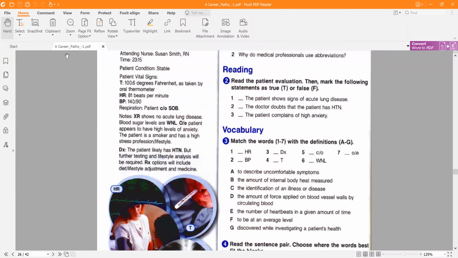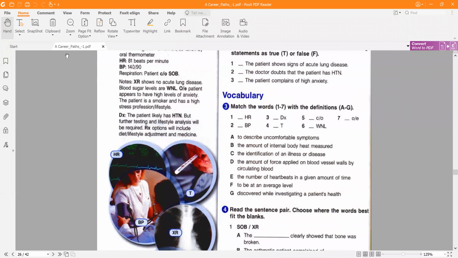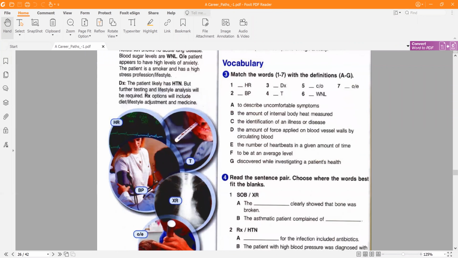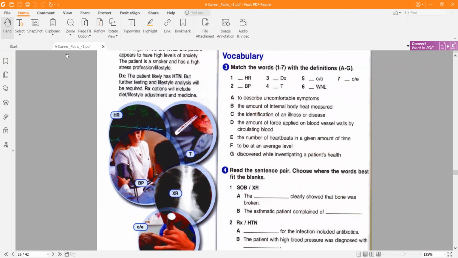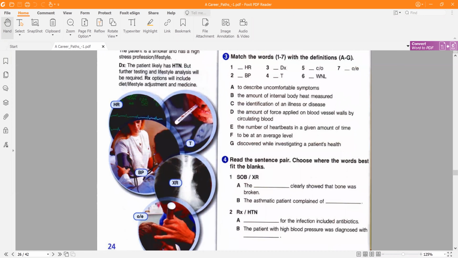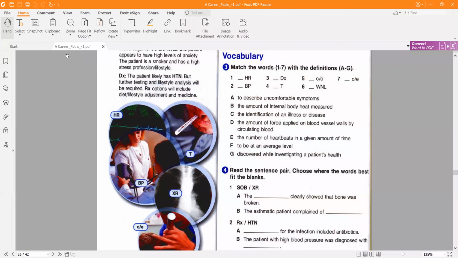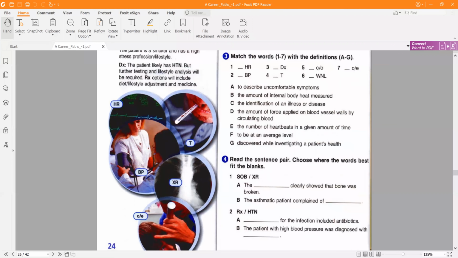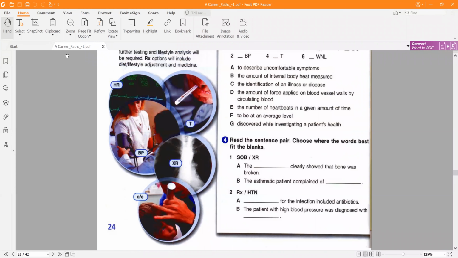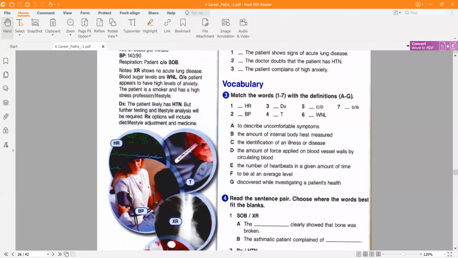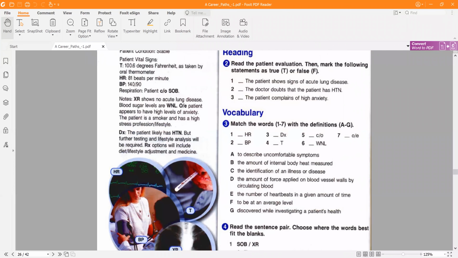Okay, so here we have T, temperature, heart rate, pressure or blood pressure, X-ray. So we have here is OE, the optical examination. So here we have these abbreviations as they come here.